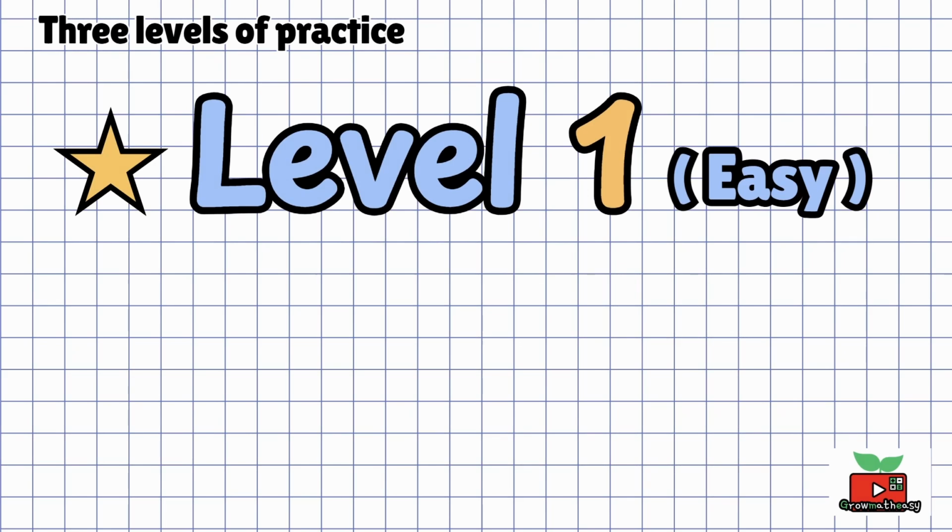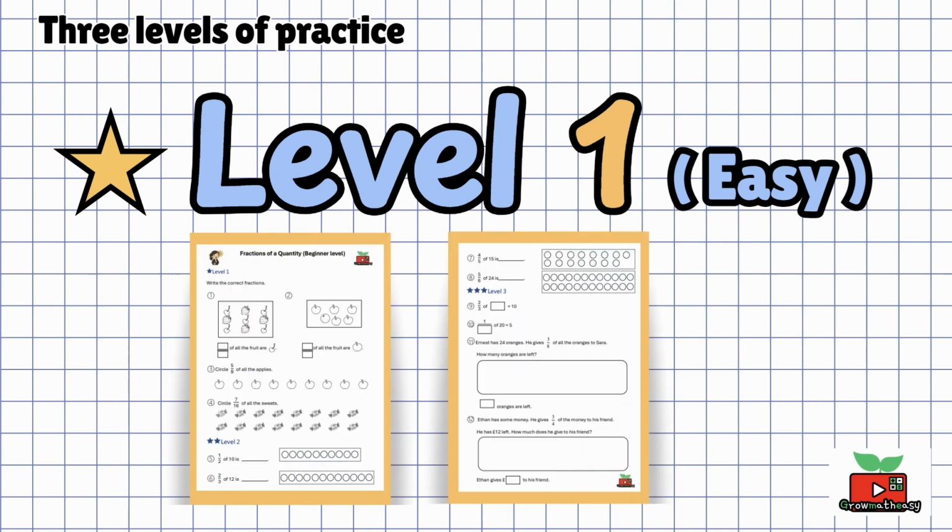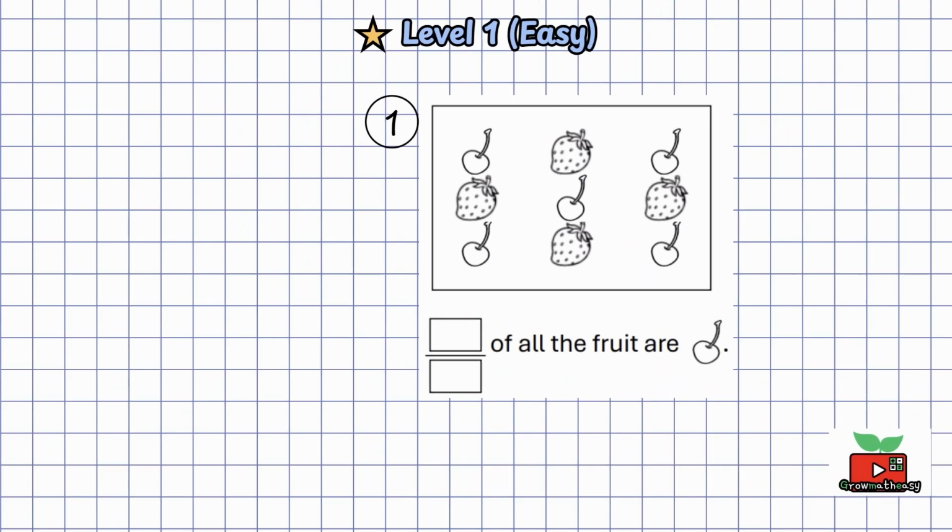To help you get even better, I've made a 2-page worksheet with answers. It's got 3 levels: level 1 easy, level 2 medium, level 3 hard. In this video, I will walk you through some examples from the worksheets. The link is in the description, so you can download it or pause the video anytime to practice on your own. Question 1. What fractions of the fruit are cherries?